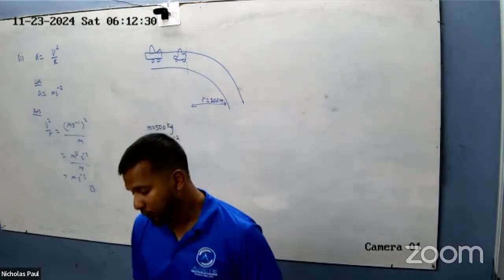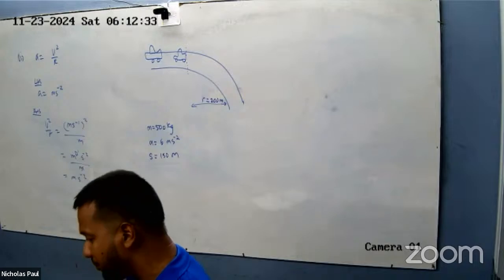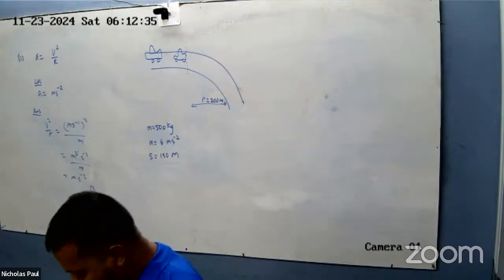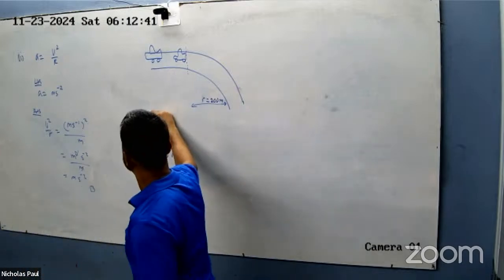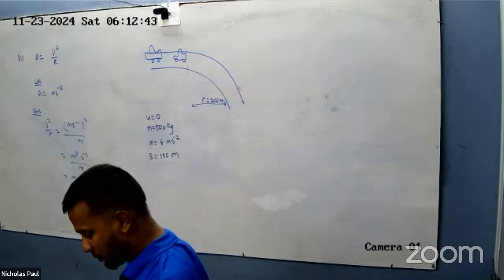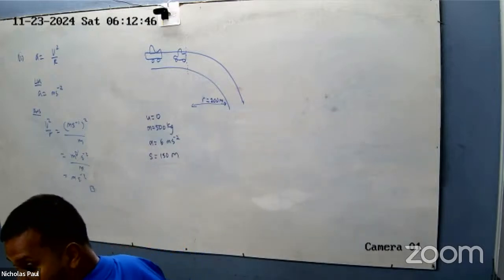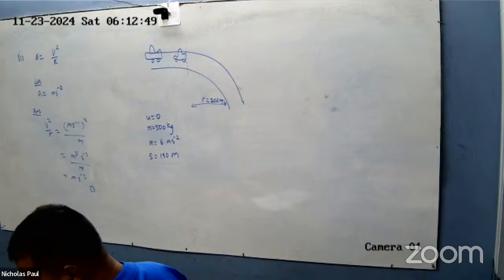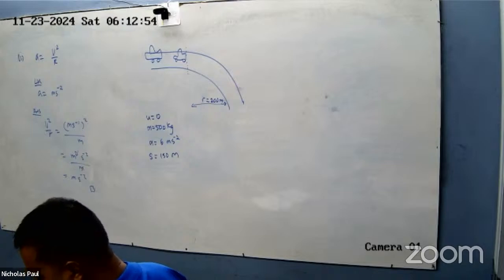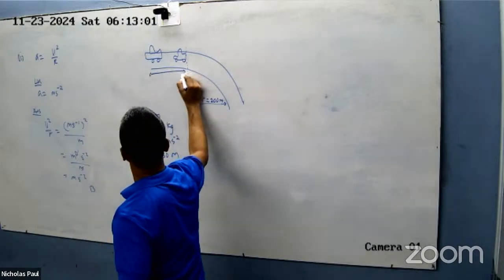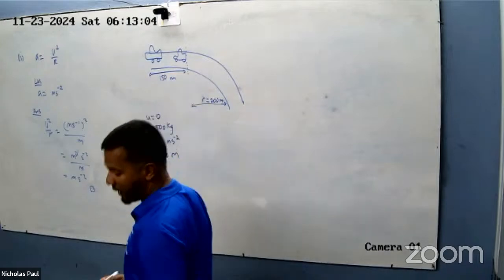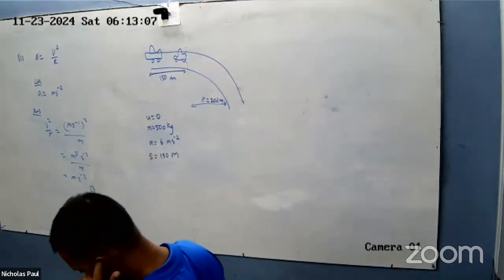Alright, so question said that a recent car has mass 500 kilograms, start from rest. So the initial velocity is 0. Right, you start from rest where the initial velocity is 0. And accelerates at 6 meters per second along a straight horizontal road for a distance of 150 meters. Right, so they travel along this distance here, 150 meters.